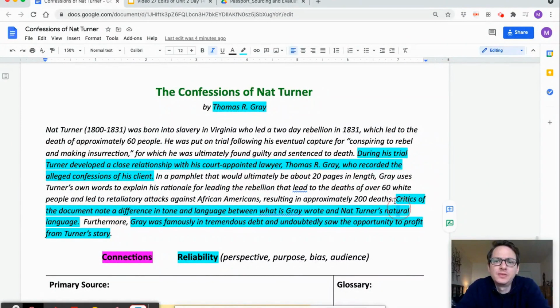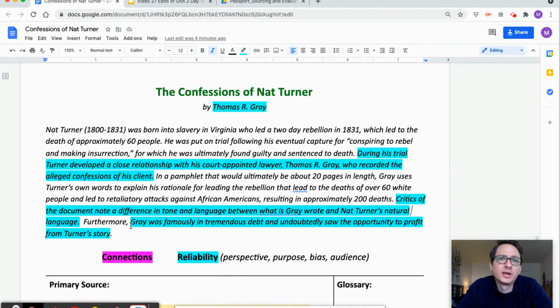And lastly, in these final two sentences right here, we get some more pieces of the puzzle. It says that some historians question how much of these words were actually Nat Turner's because of the tone and language, and they didn't seem to align. And this does make some sense. Gray, the lawyer, was the one who recorded the answers, so maybe as he was doing this, some words did get changed. But the question that remains is, did he do it intentionally?